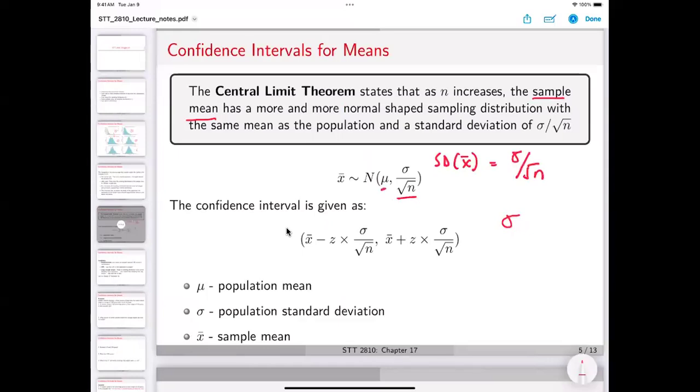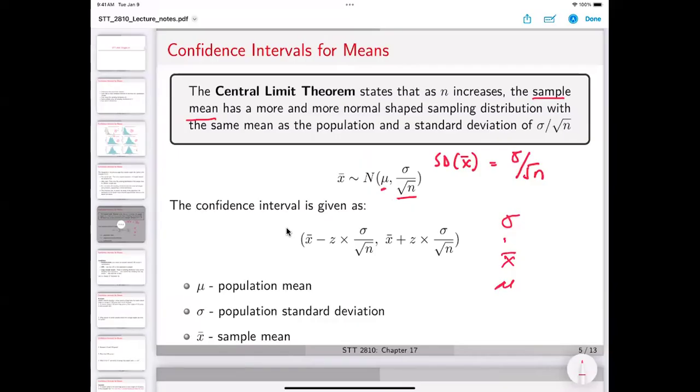You should be able to know this is the what? The population standard deviation. Does that make sense? If you see X bar, what is that? That is the sample mean. If you see mu, what is mu? The population mean. Does that make sense? So you should be able to understand the various variables.